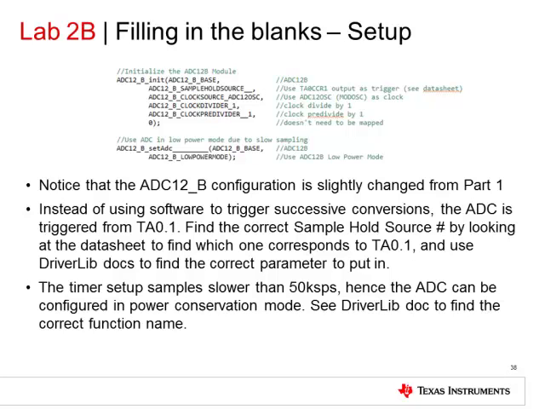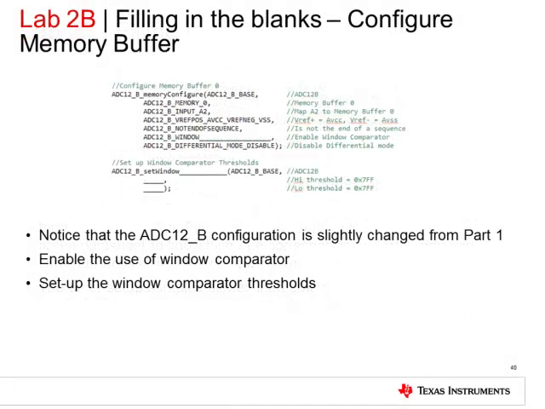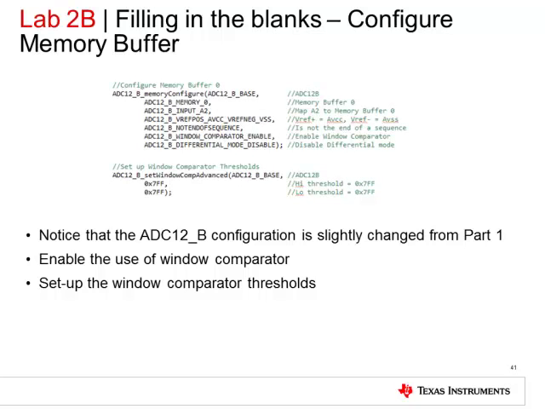Once you set up the init function using driver library based on the comments, check your answers against the solution to see if they match. Next, when configuring the memory control, remember to enable the window comparator. Also use the window comparator API to set up the high and low thresholds. This slide shows how that can be done.